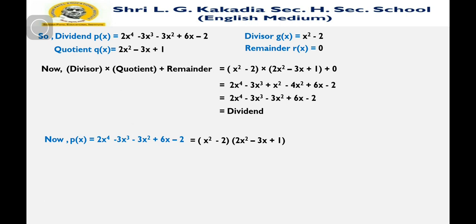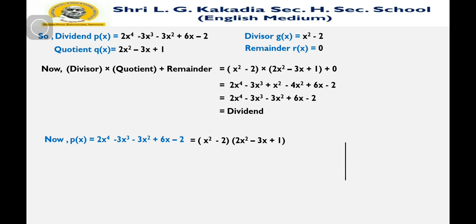Now we know the factors of x square minus 2 are x minus root 2 and x plus root 2, and now we want to divide, and you know that 2x raised to 2 minus 3x plus 1 is a quadratic polynomial. So we know how we can factorize a quadratic polynomial. So we use one method of them. So we here use splitting the middle term, and we find the factors of the given quadratic polynomial.